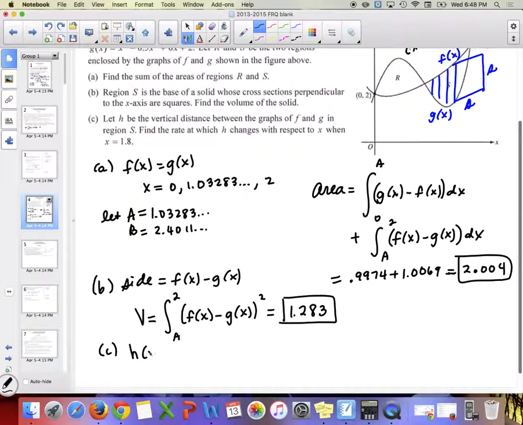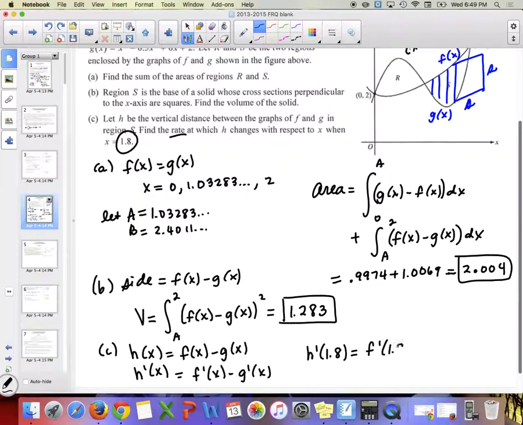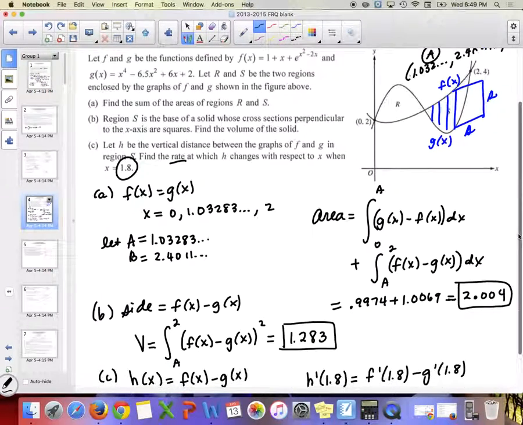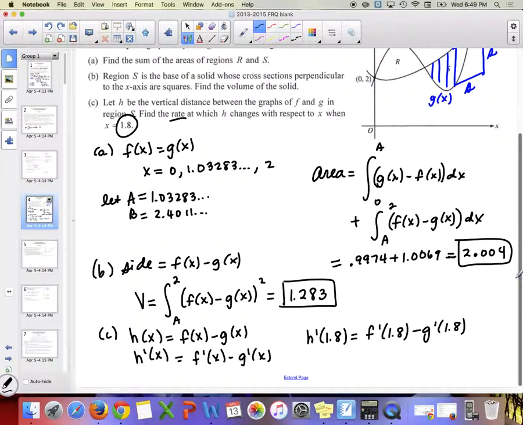So we're writing h of x is equal to the top minus the bottom. So the rate, that means h prime, is going to be f prime of x minus g prime of x. And we want to find it when x is equal to 1.8. All right, so we want to find h prime of 1.8, and it's going to end up being f prime of 1.8 minus g prime of 1.8. And if you look at your functions, f of x and g of x, not really that fun to take the derivative of. You can. It's not terrible. But if we have our calculator, I would just use my calculator, right?